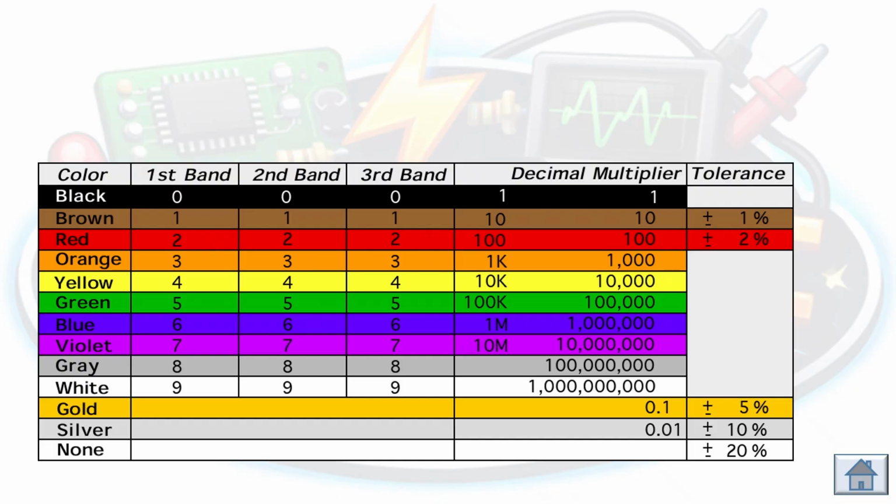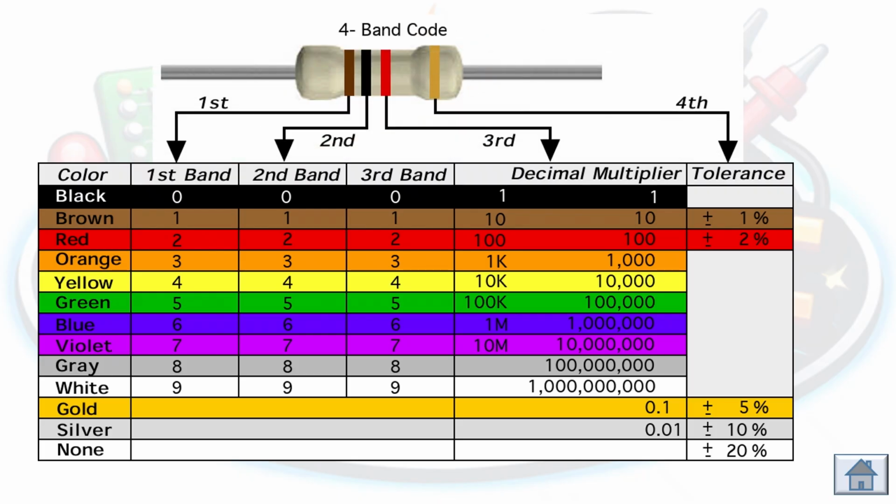Now, let us interface the 4-band resistor here. As you can see right here, the first color of the 4-band resistor will have to be compared with the first band column. Second color will be compared to the second band column. The third color will be compared to the decimal multiplier, and the fourth color with the tolerance. Let's have the resistor shown on this slide as an example and determine its value in ohms and its tolerance.